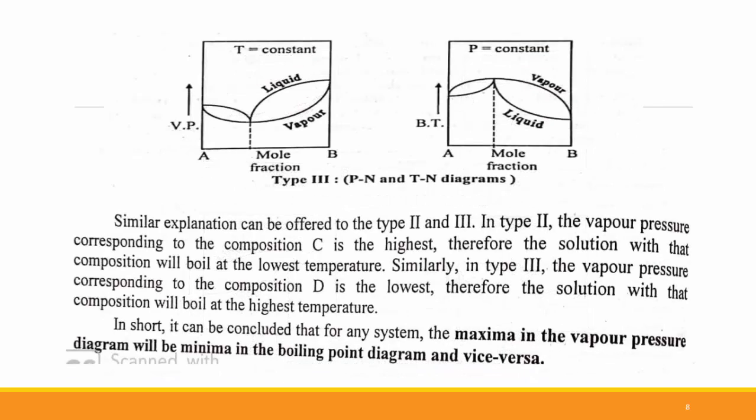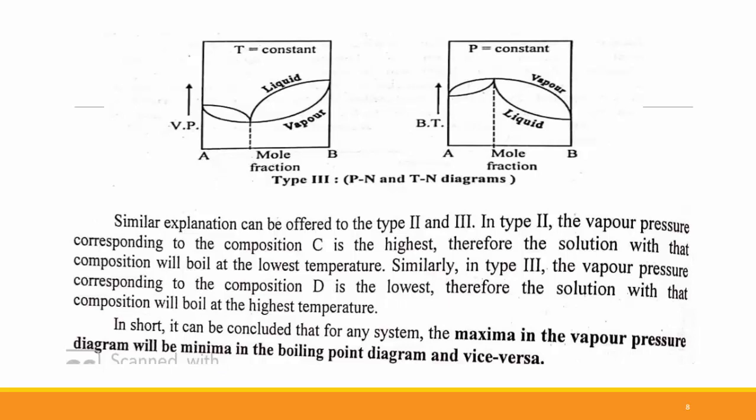Now the third one, type 3, where we see the vapor pressure with respect to the mole fraction at constant T. In the vapor pressure diagram the liquid composition is above and the vapor composition is below. Simultaneously, in the TN diagram, that is the boiling point diagram, where P is kept constant, the liquid composition is below and the vapor composition is above. So what we are going to conclude is that a similar explanation can be offered for type 2 and type 3.